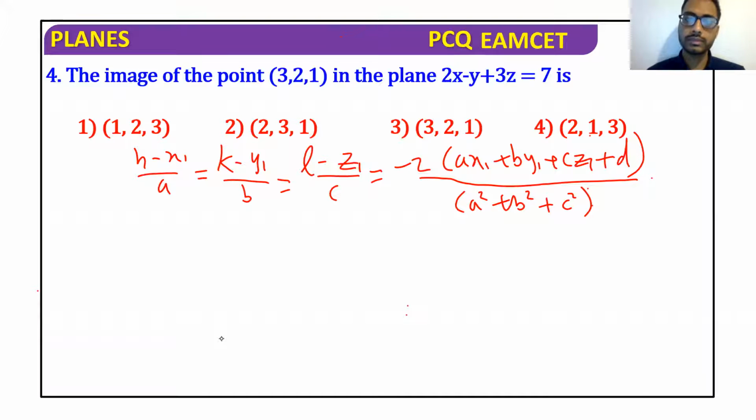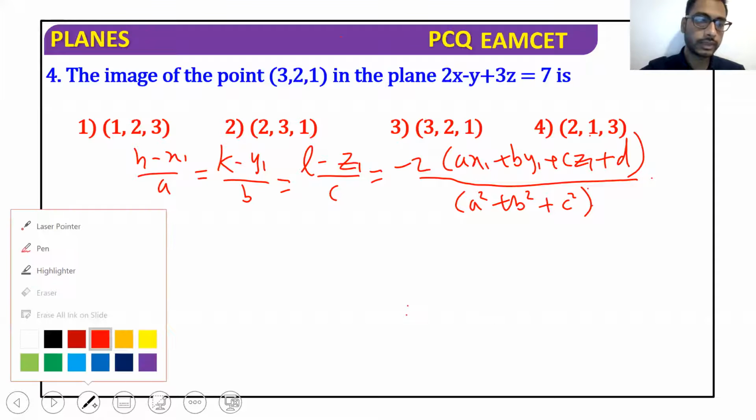Okay, so we have just written a formula. This is the formula if you want to find the image of the point directly. Let us assume the coordinates of our image are h, k and l. Therefore I can use this to get h. Just compare: h minus x1 upon a is equal to this term over here, minus 2 times ax1 plus by1 plus cz1 plus d upon a square plus b square plus c square.